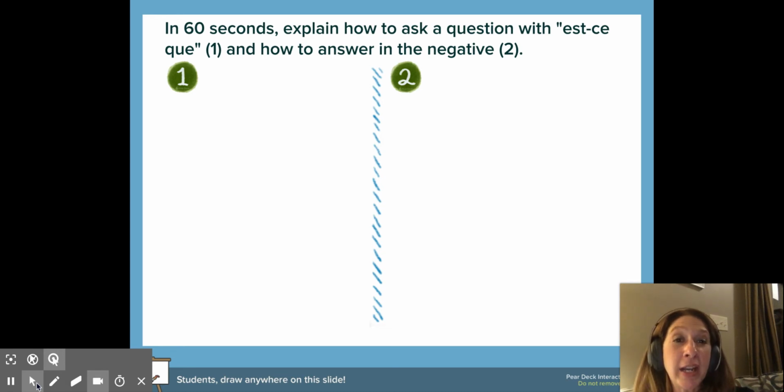Okay. How to answer in the negative? You take ne and you take pas, and you're going to put them around the conjugated verb. So, il n'aime pas les maths. He doesn't like math. Okay. That is about all that I had for you.